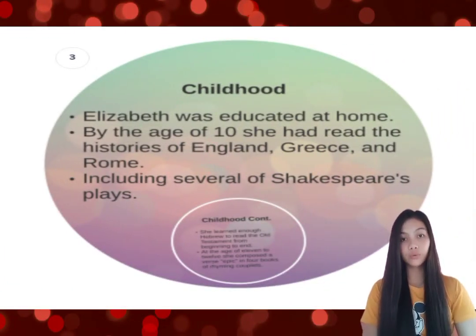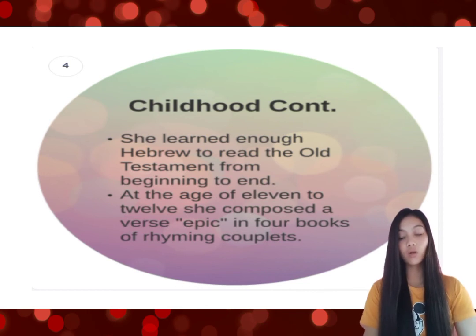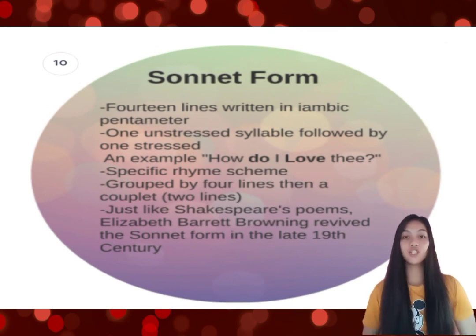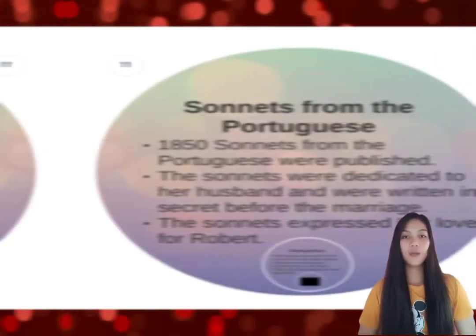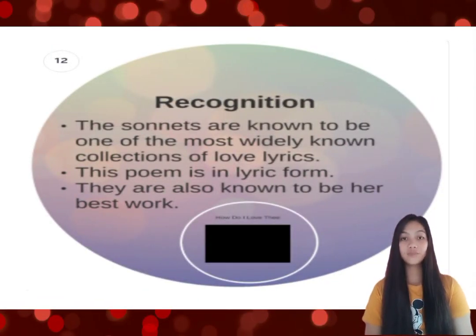Elizabeth learned Hebrew at the age of 10, and because of that, she was able to read the Old Testament from beginning to end. One of the greatest achievements of Elizabeth Browning is the poem entitled How Do I Love Thee? It is a famous love poem and was first published in a collection, Sonnets from the Portuguese, in 1850. The poem deals with the speaker's passionate adoration of her beloved, with vivid pictures of an eternal bond that will keep her connected to her beloved even after death.